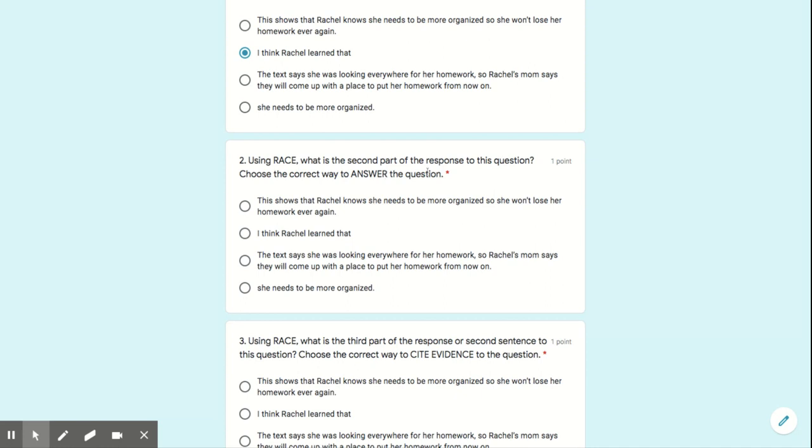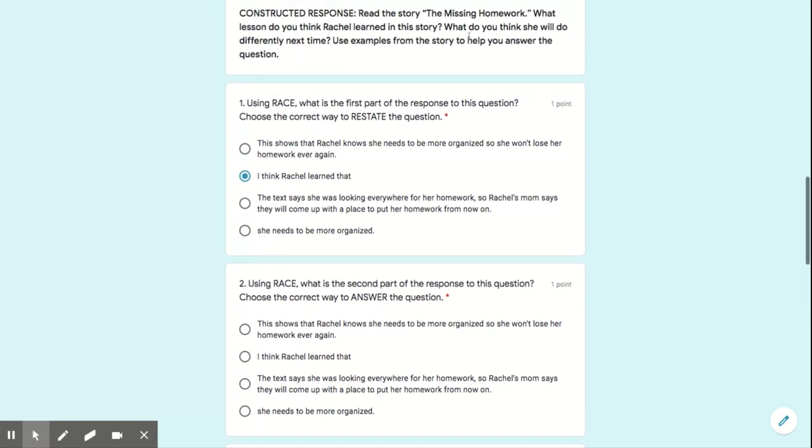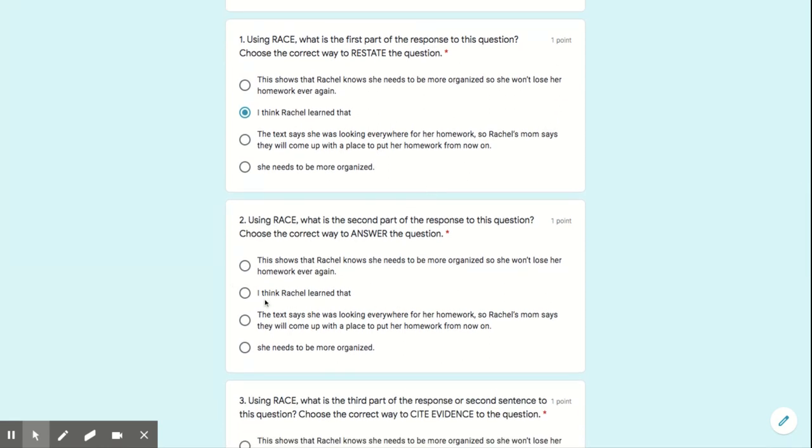Using RACE, what is the second part of the response to this question? Choose the correct way to answer this question. So remember, they want to know, what did she learn in this story? So when I look at my options, I already used R, so I'm left with these three. Now, if you noticed before, R doesn't have a period at the end, and it's not a complete sentence. We are going to put R and A together. You can do this sometimes, so you're not going to have 4 sentences, you'll have 3 sentences.